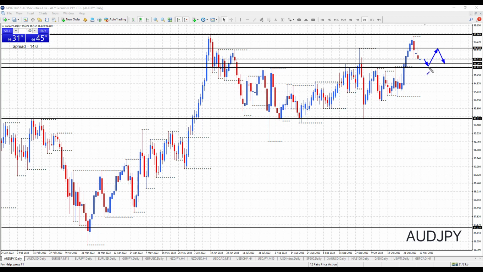Of course this area could break at the start of the week, but expect support to hold in the short term for a rally back up to retest weekly resistance at 96.91.